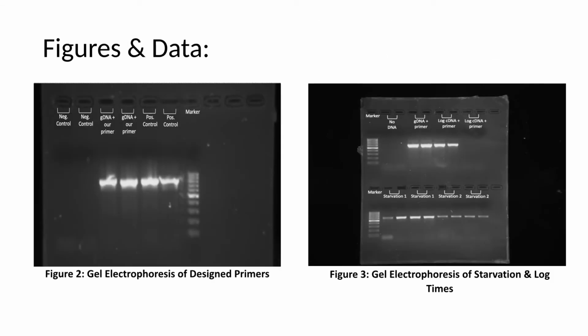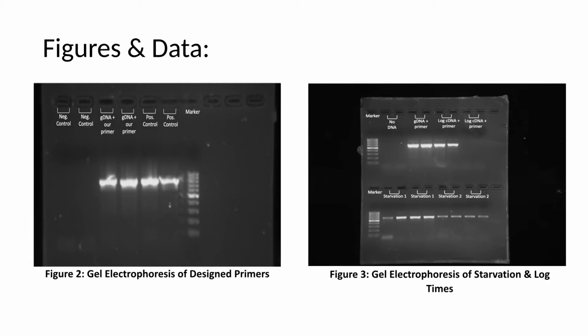Our data is shown below in figures 2 and 3. In figure 2, the gel above shows our primers that we designed for the TOR1 gene. Due to the size of the band, we know that our primer worked. We ran our positive control, negative control, and gDNA with our designed primers, all as duplicates.